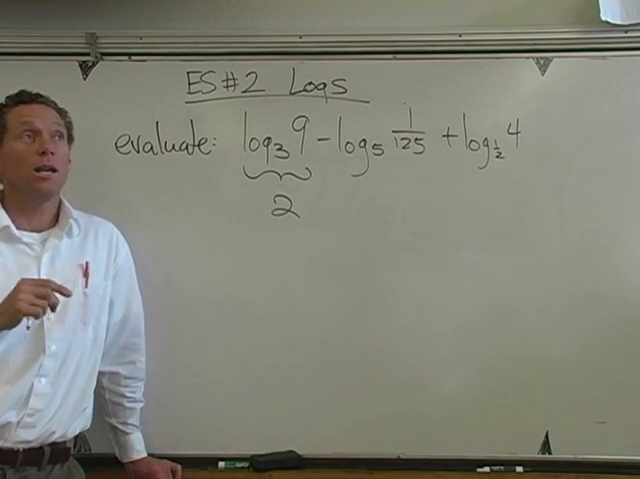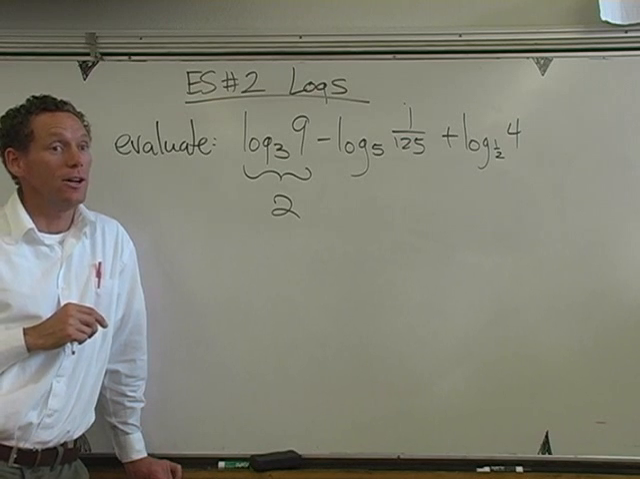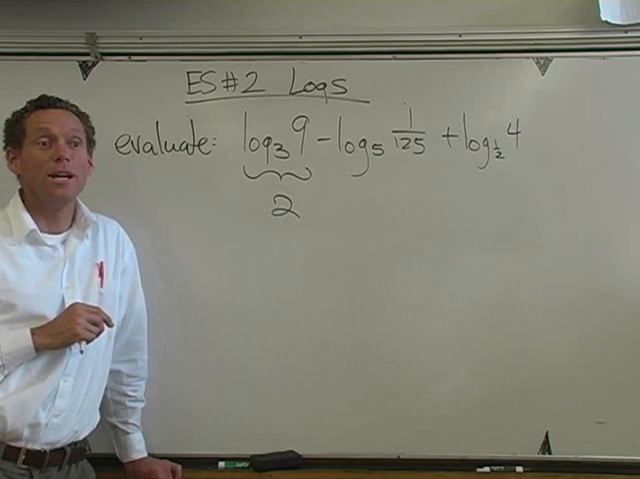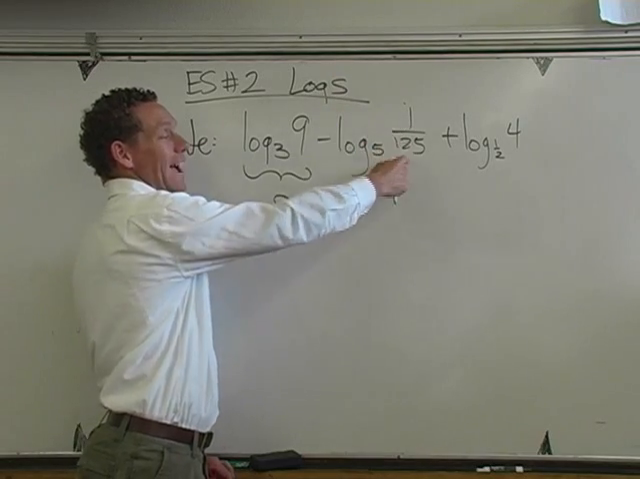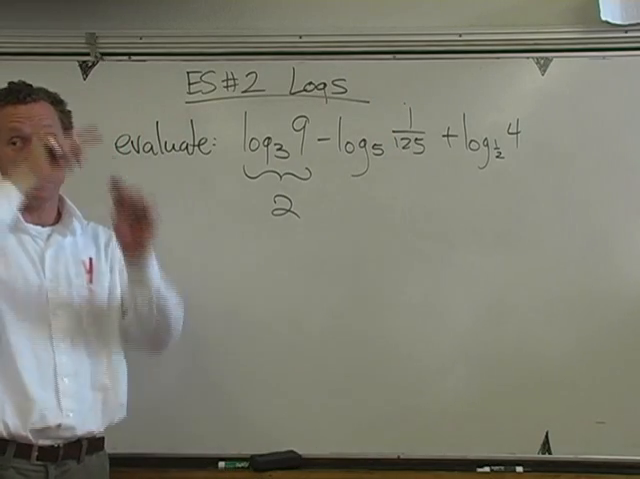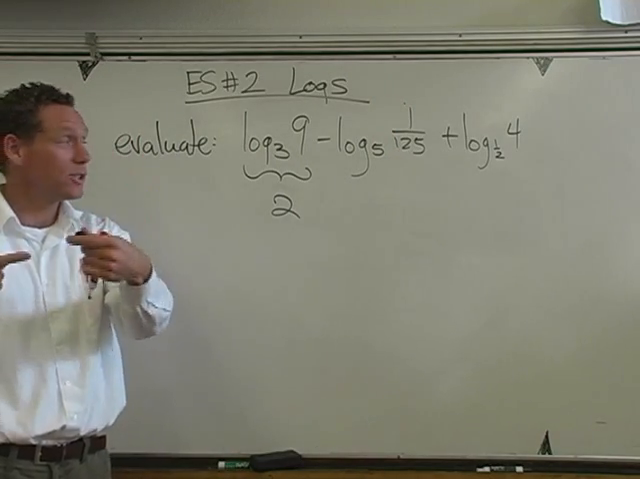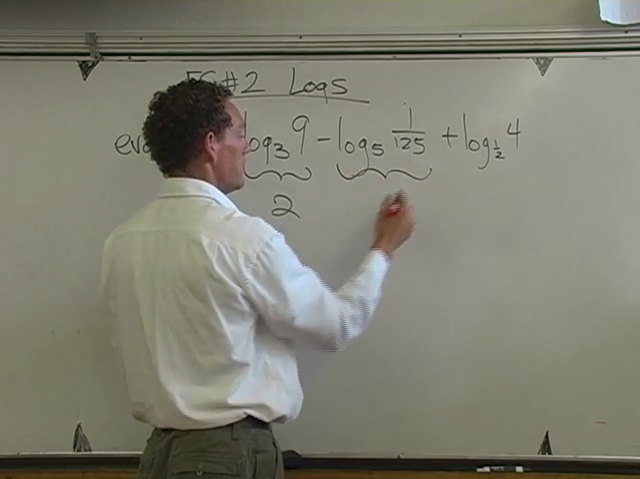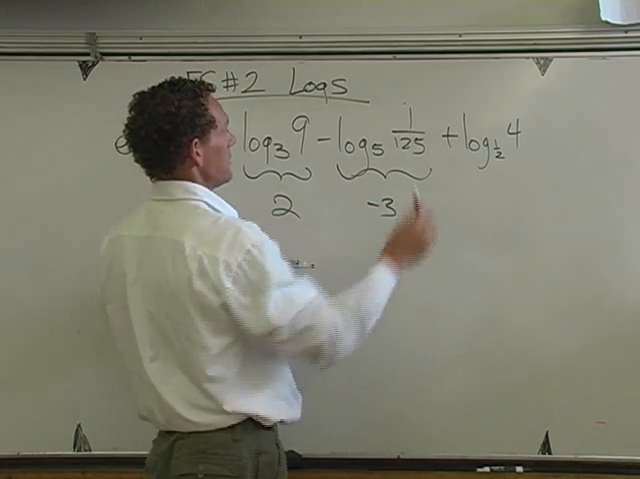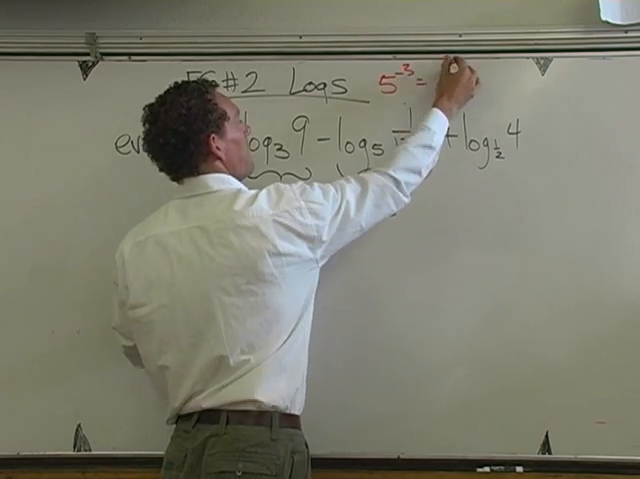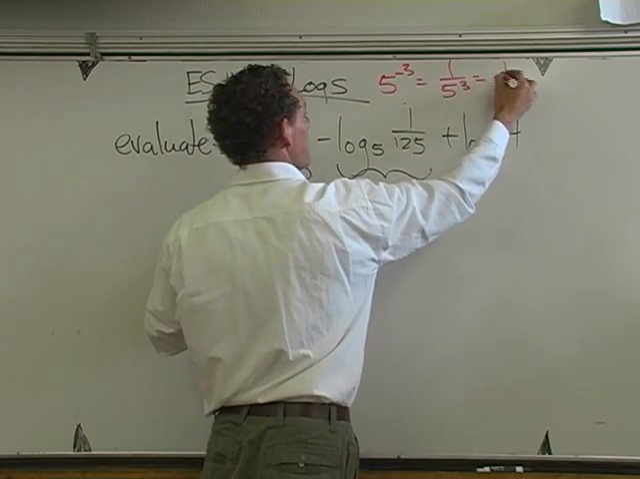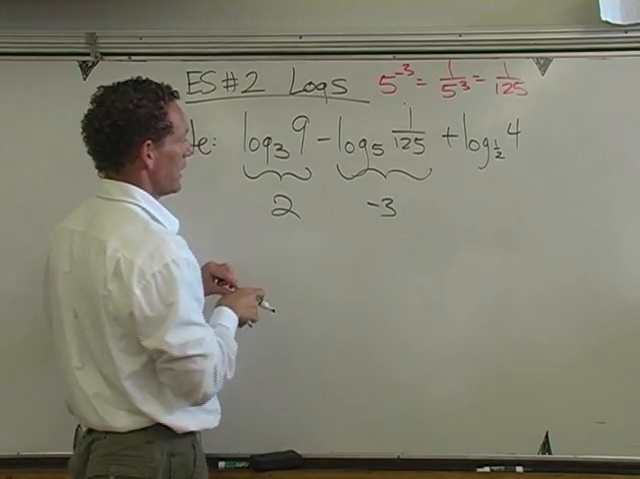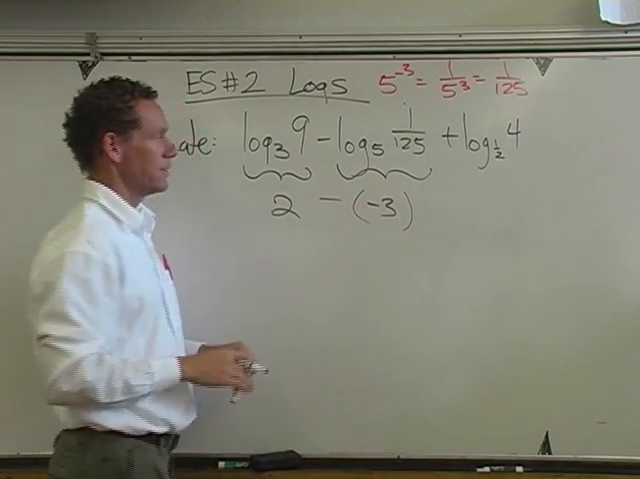Log base 5 of 1/125th. Tyler. -3. Good. When you're doing these, you see fractions, think negative exponents. Because again, that's going to bring it down. Do a little detective work. And this is -3, because 5 to the -3 equals 1 over 5 to the positive third, which is 1 over 125. Excellent. So don't forget that we are subtracting that, like so.